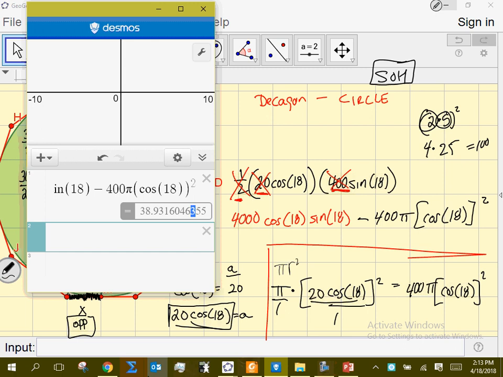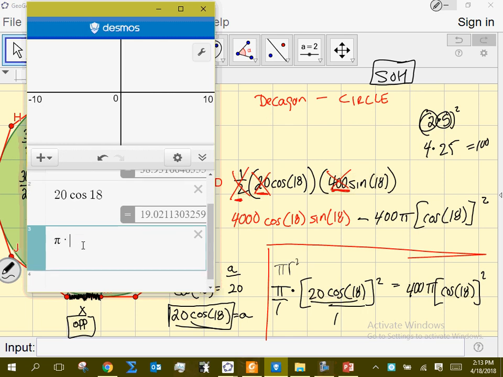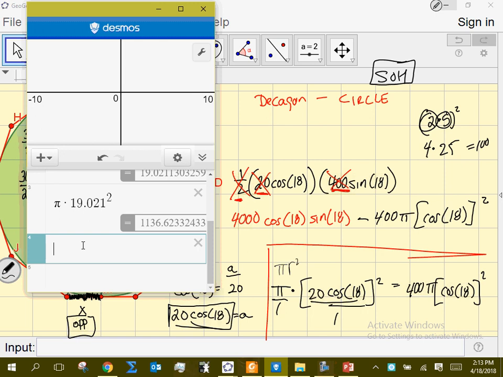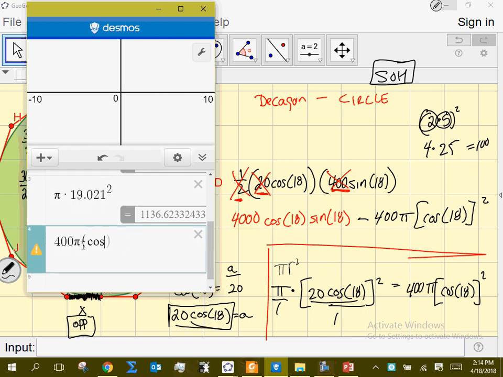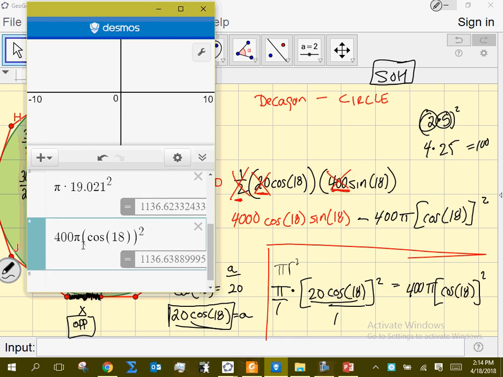Yeah. But again, guys, if I said 20 cosine of 18, which is my apothem, and I use that number right there with pi times 19.021, and I square that, there's the area of my circle. Is that the same thing as 400 pi cosine of 18 squared? Pretty close, right? But look, I round this out to 3 decimal places.